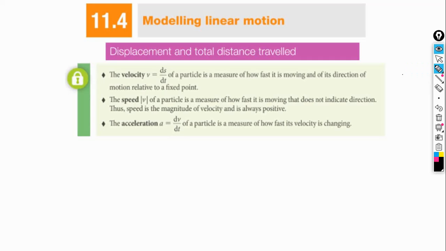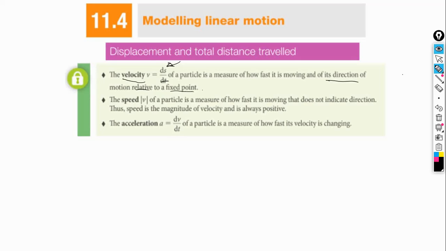But before that, we're going to review something we saw before, and it is a fact that velocity is the derivative of displacement with respect to time. And it's a measure of how fast an object or a particle is moving and its direction of motion relative to a fixed point. So normally that fixed point is the origin because here we're dealing with linear motion.